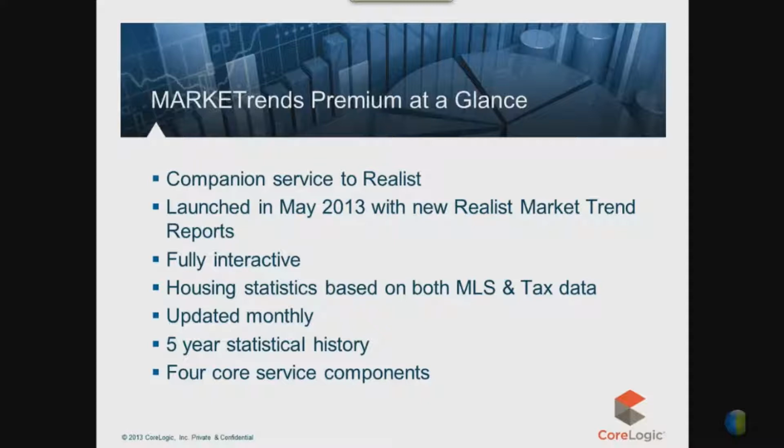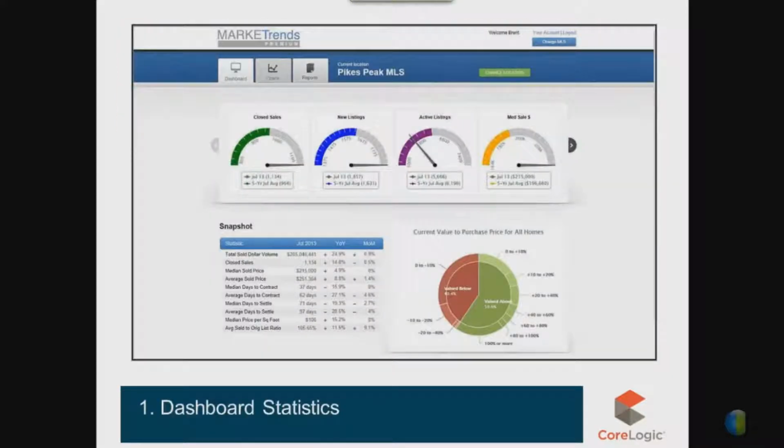Now really, if you break down Market Trends Premium, it's broken into 4 core service components. The first one is your dashboard, and it's generally just designed to give you a good idea, at a snapshot, just at a glance, of what's going on in your general area, whether it's an entire MLS, a county, a city, or a zip code. We can break it down as far as those, or we can look at every single one of the counties in your MLS as well.